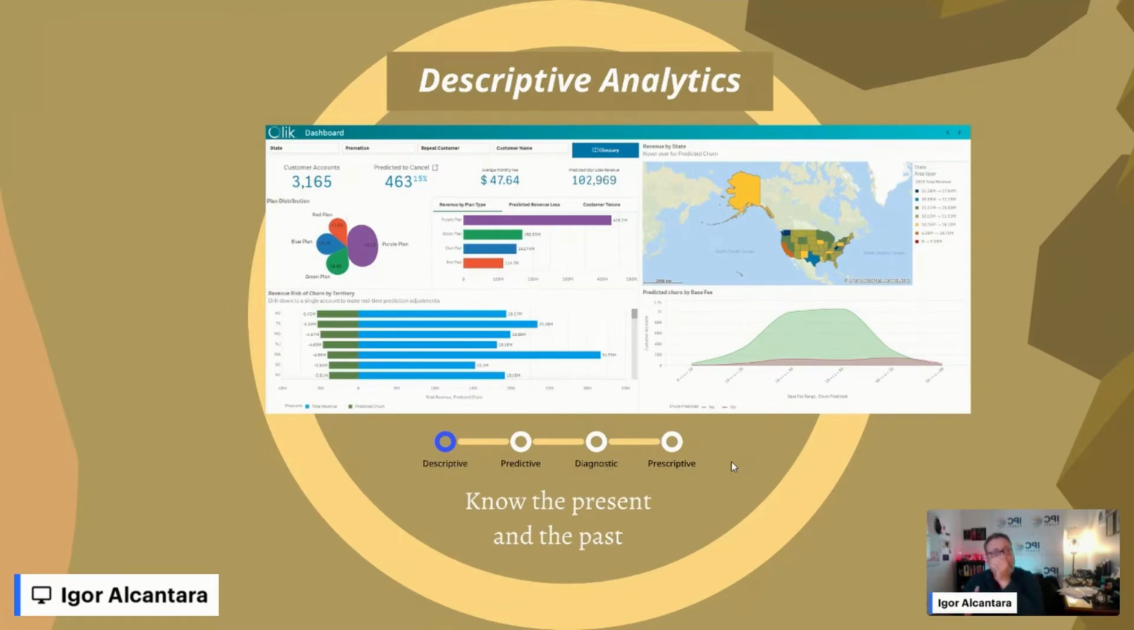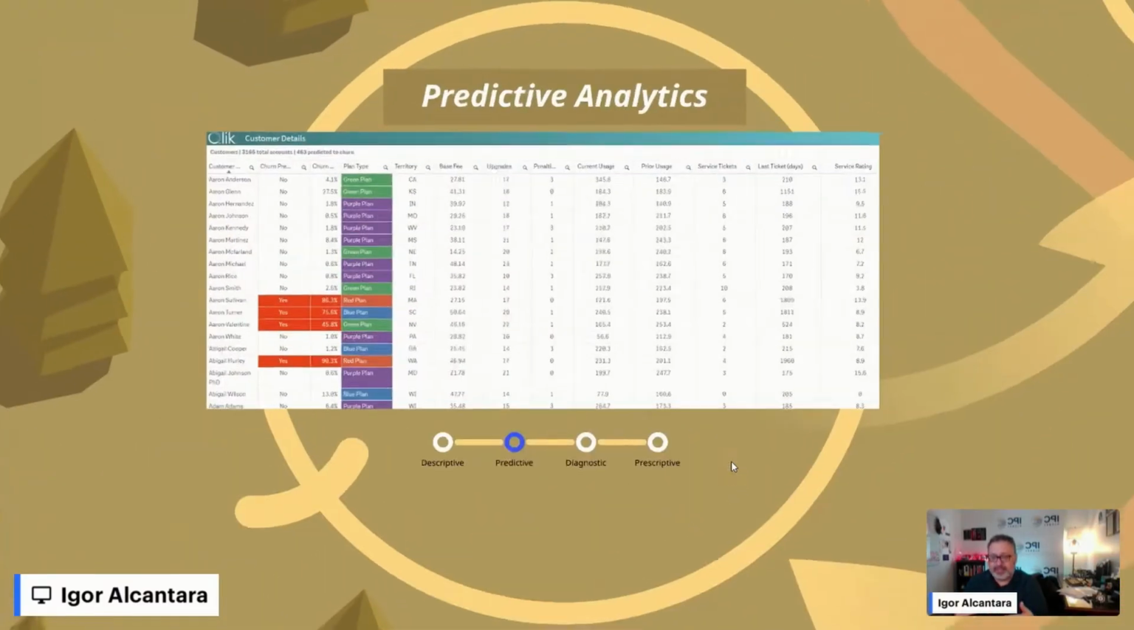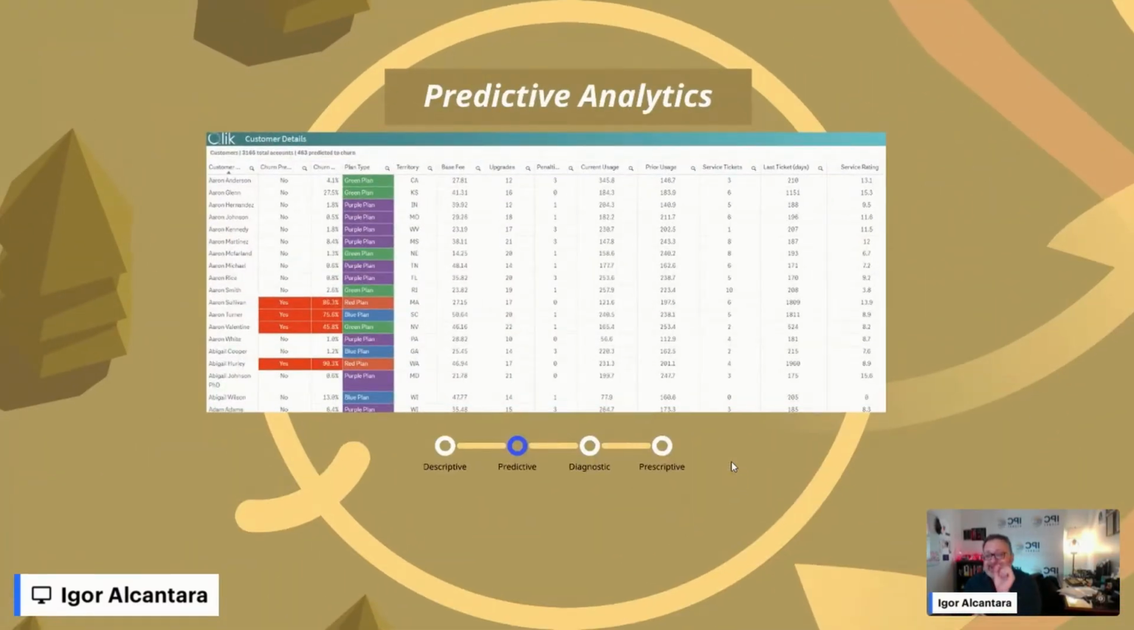Let's say, oh, I have a problem. The customers are churning. I want to understand which customer will churn. What can I do about it? So then we need to go to the next step, which is the predictive analytics. So predictive analytics help us to predict the future. So it's not magic. It's not DeLorean.